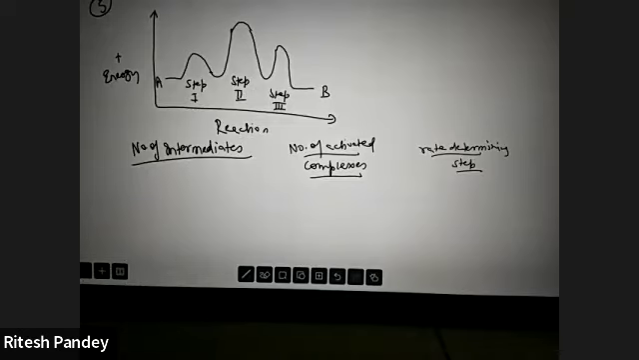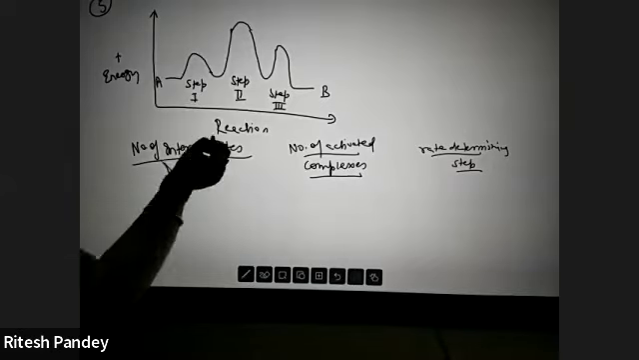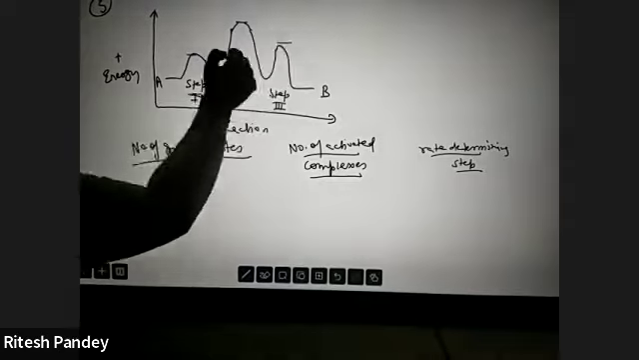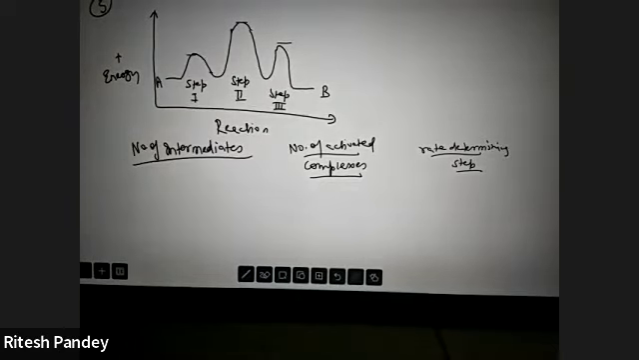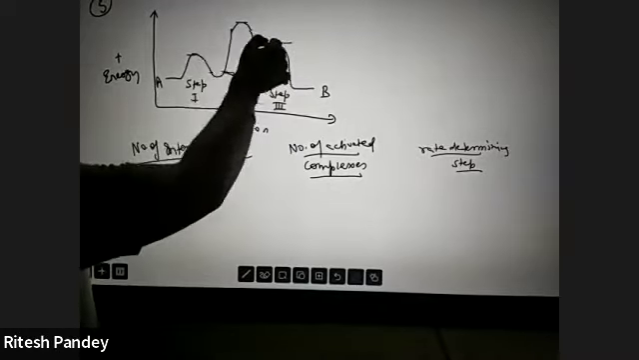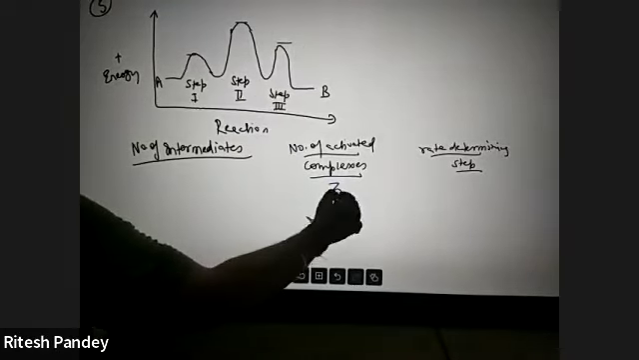Yes, please, very quickly. Number of intermediates are always the valleys. Number of intermediates, sorry, so sorry, क्या कर रहा हूँ मैं? Number of activated complexes are the peaks. So 1 2 3, there are 3 peaks.